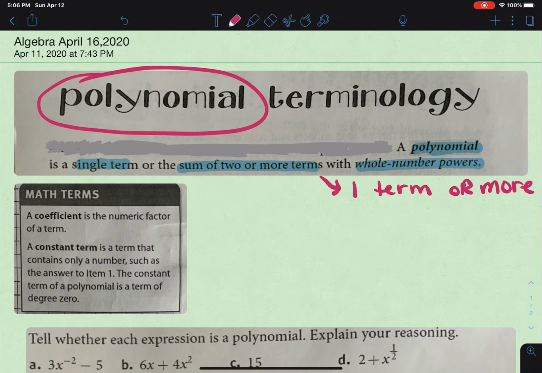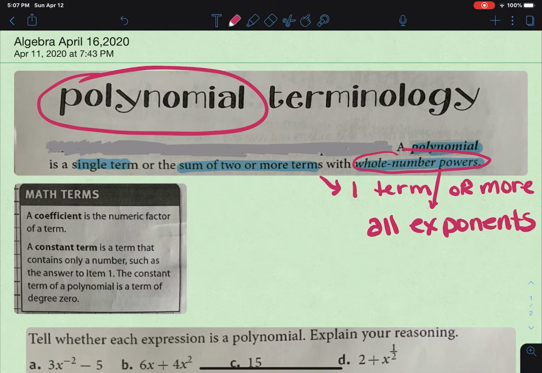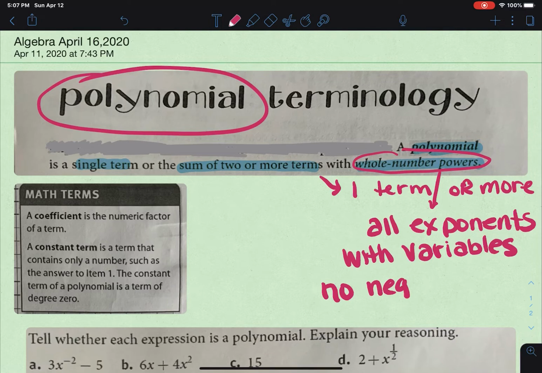Now, when they talk about this piece right here with whole number powers, that basically means that all of the exponents that you're going to see, and these are, first of all, with variables, so they are the exponents that are going to go on the variable, they have to be whole numbers. So that means that there are going to be no negative values, so no negative exponents, or no fractions. You've got to make sure they're whole number values.